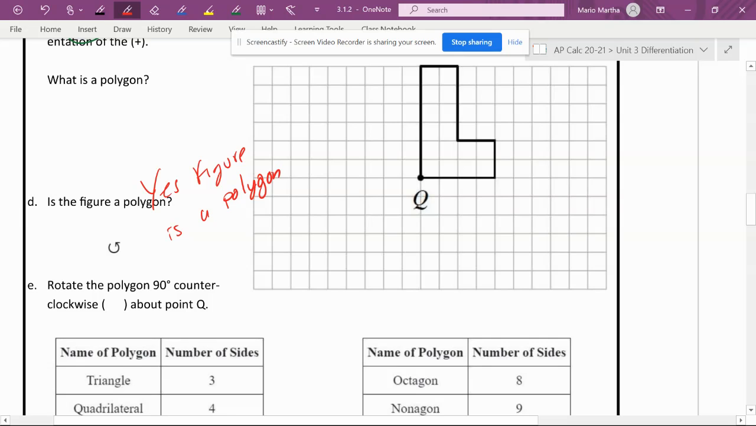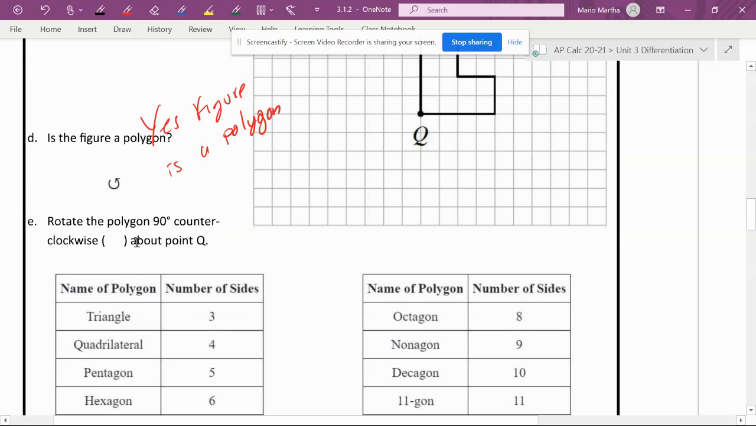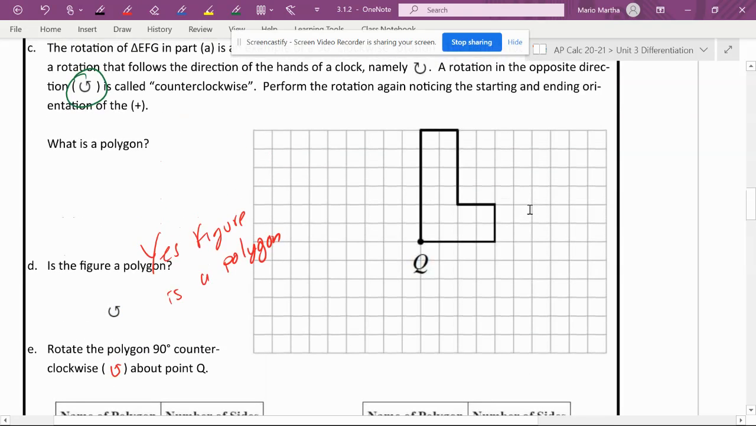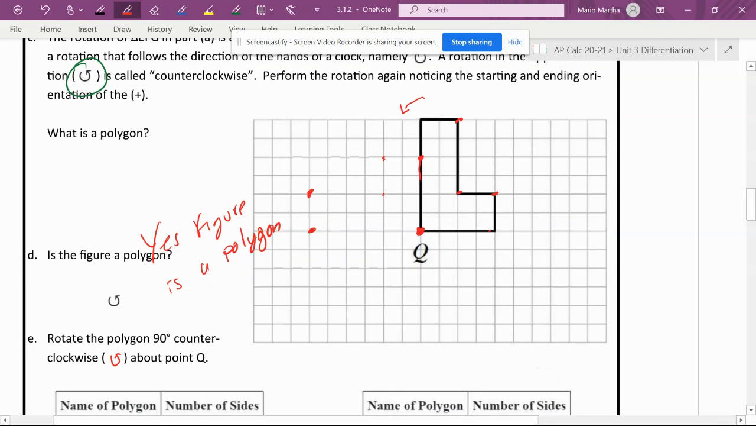All right, and if you guys notice, part E, rotate the polygon counterclockwise about point Q. So again, point Q is right here, and then this point is going to go down 90 degrees, which would be pretty much right there. This point also goes down 90 degrees, so it ends up being right there. This point rotates 90 degrees. Also this one and this one. So this one ends up here, and this one ends up like so, and this. Okay, I think we got it.